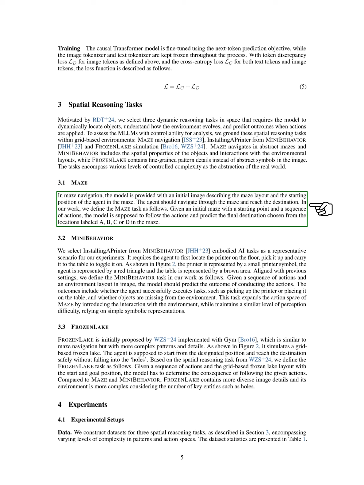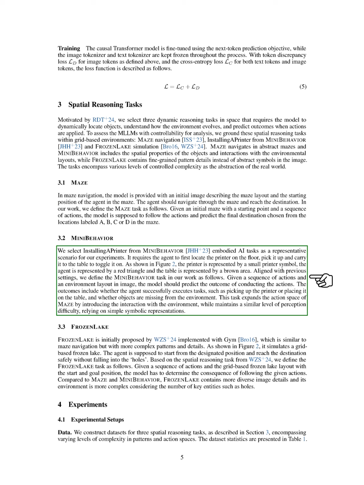For the MiniBehavior task, we choose installing a printer, where the agent must find a printer, pick it up, and place it on a table. The printer, agent, and table are represented by specific symbols in the environment. The model predicts the outcomes of the actions, such as whether the agent successfully picks up the printer or if any objects are missing.